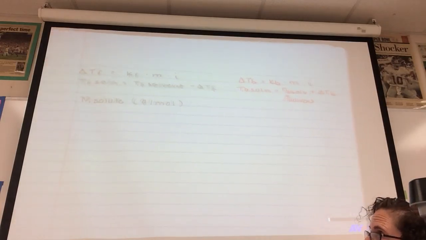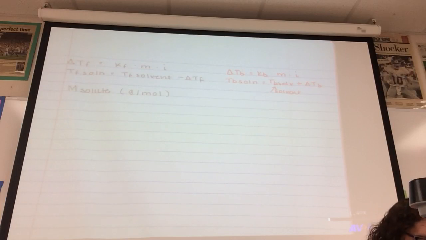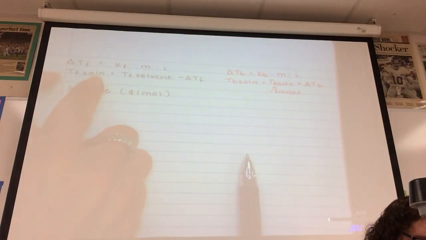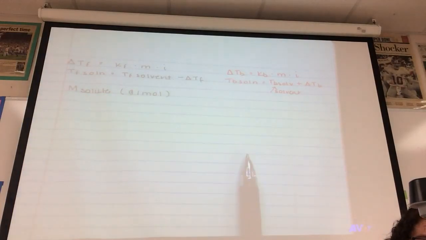So depending on the information provided, if you're given the freezing point of a solution, through a series of steps we can get the molar or molecular mass of the solute. Alternatively, if you're given the boiling point of the solution, through a series of grossly similar steps, you can get the molar mass of the solute. So our goal today will be to determine the molar mass of the solute.